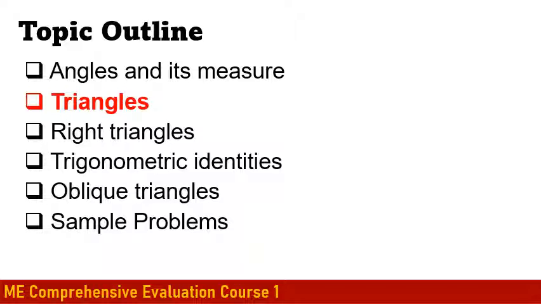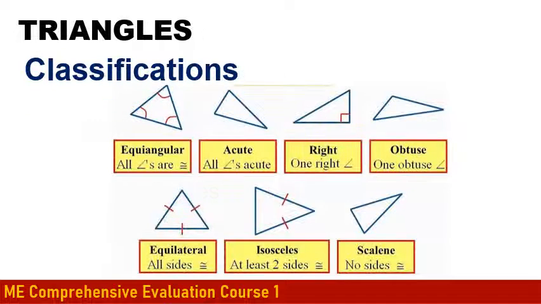Now that we know the angles and its measure, let's move forward to triangles. The different classifications of triangles are shown here. We have equiangular, where all angles are congruent, acute triangle if all angles are acute, right triangle if one angle is right, obtuse triangle if one angle is obtuse, equilateral if all sides are congruent, isosceles if at least two sides are congruent, and scalene if no sides are congruent.